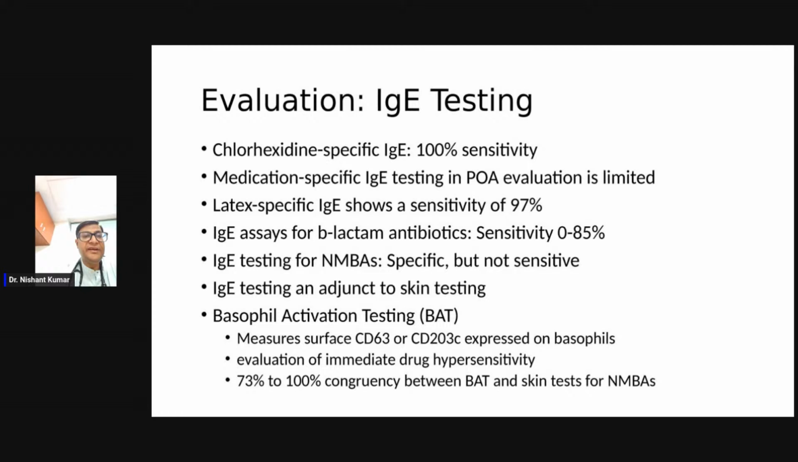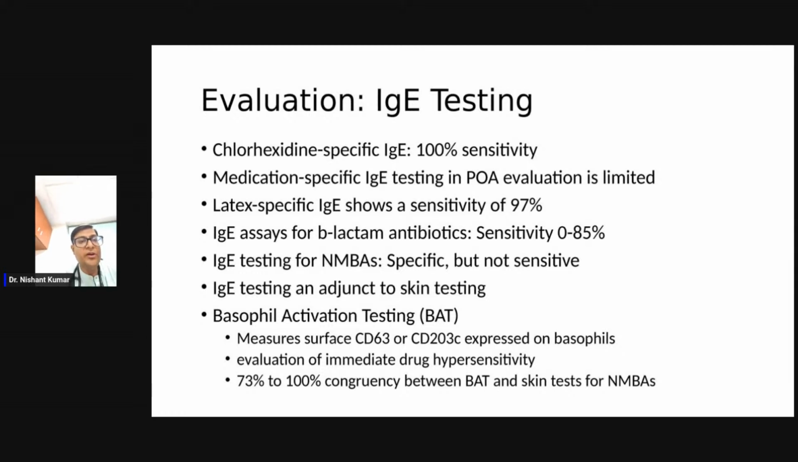So for chlorhexidine, there's a specific IgE which is 100% sensitive. For perioperative anaphylaxis, specific IgE testing is limited, as I said, because there are too many drugs that we have used, so you don't know how many drugs you will test for. Latex specific is again 97%, beta lactam antibiotics 85%. For NMBAs, it is specific but not sensitive. And IgE testing is an adjunct to skin testing.